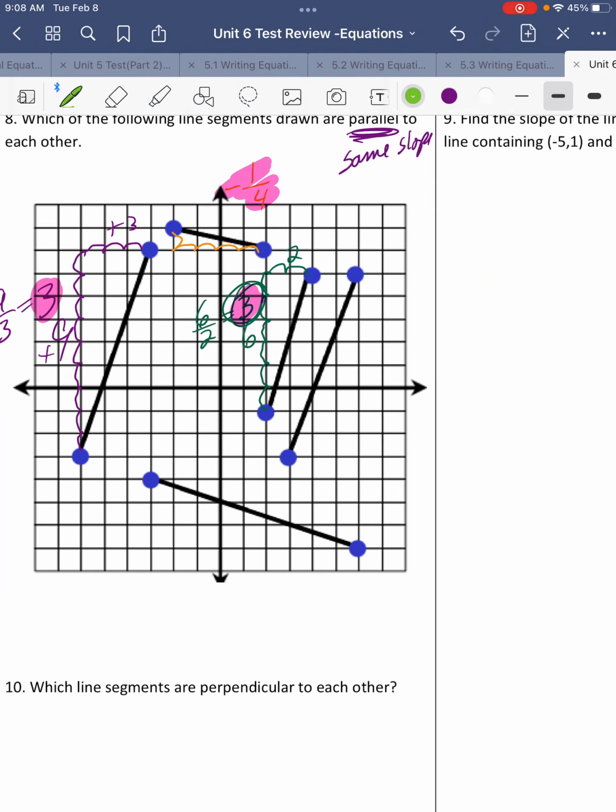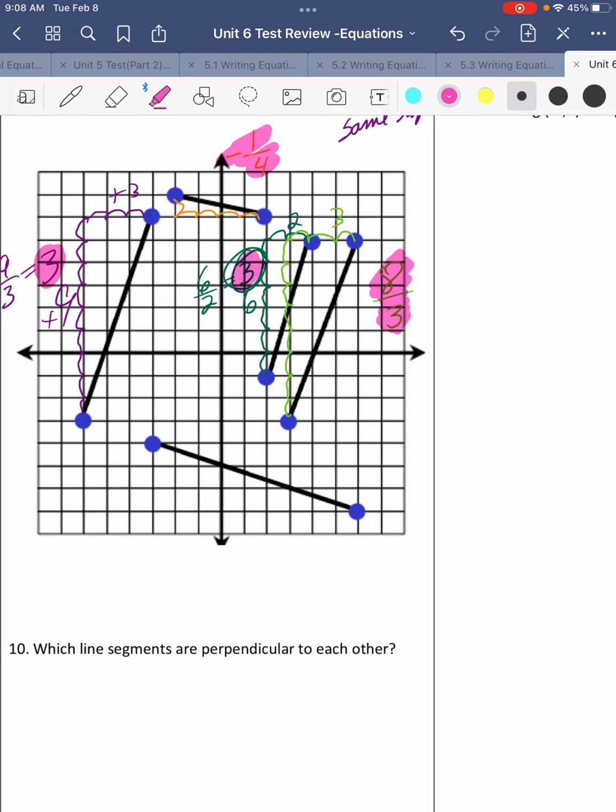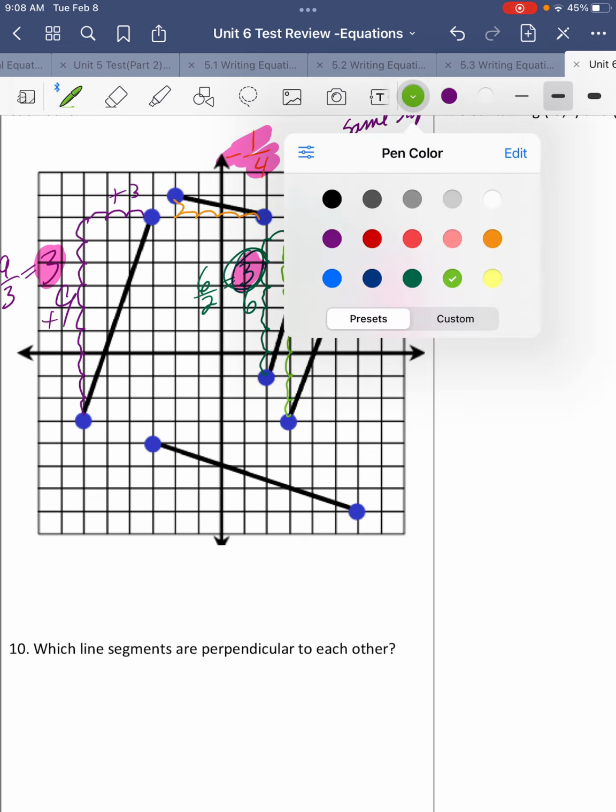Keep looking. So we're going to go up 1, 2, 3, 4, 5, 6, 7, 8. So 8 over to the right 1, 2, 3. Remember, up and right are all positive. Down and left are all negative. So that line has a slope of 8/3. One more line to do.